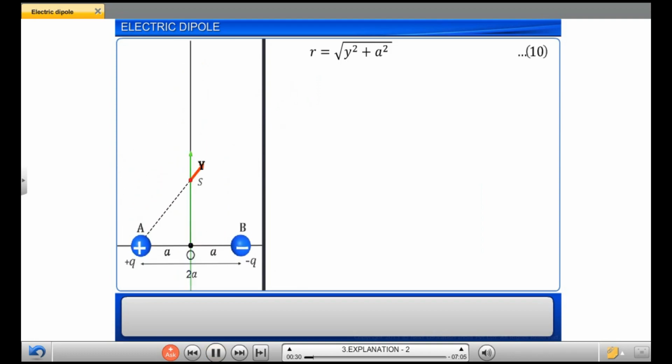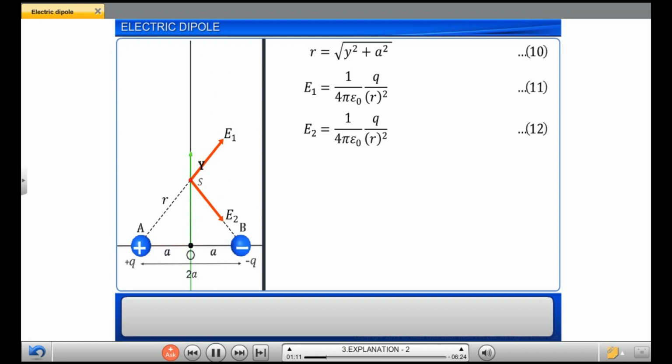At the point S, the positive charge creates an electric field of magnitude E1 is equal to 1 by 4 pi epsilon naught q by r square. Let this be equation 11. Electric field strength E1 is directed away from the positive charge and acts along the line joining the charge +q and the point S as shown. Similarly, the negative charge creates an electric field of magnitude E2 is equal to 1 by 4 pi epsilon naught q by r square. Let this be equation 12.